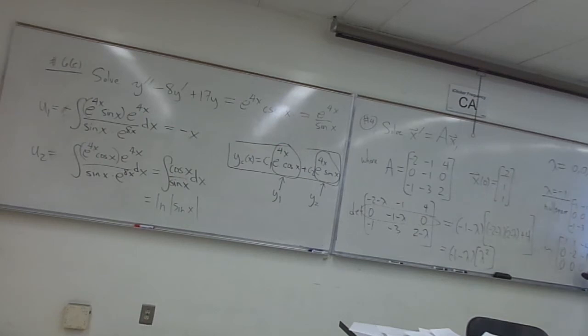Which I'm going to change to 1, 1, negative 4, 0, 1, 1 half, 0, 0, 0. So that's about as much as we're going to do.